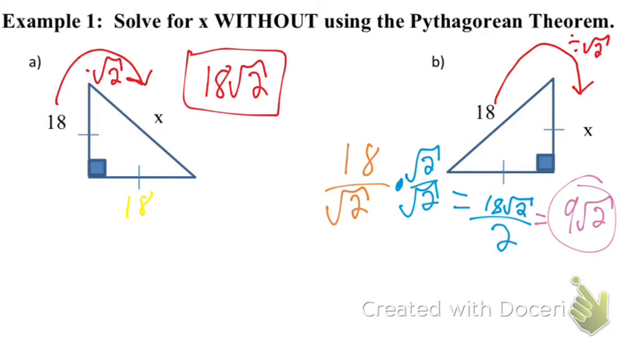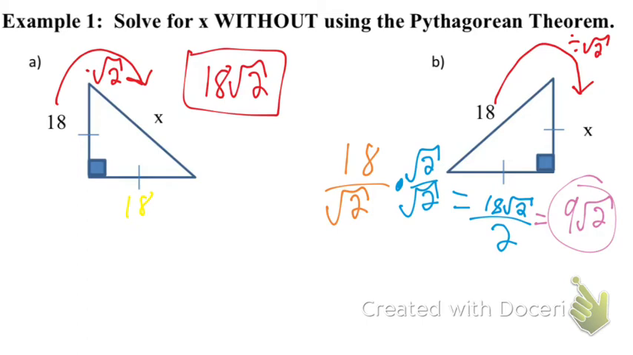Where did we get the 18 and the square root of 2 divided by 2? When we multiply by the square root of 2 over square root of 2, you multiply straight across. 18 times square root of 2, and square root of 2 times square root of 2 is normal 2. Okay? Any other question on that? A way you could verify your answer: multiply this by square root of 2 to go back to the hypotenuse.